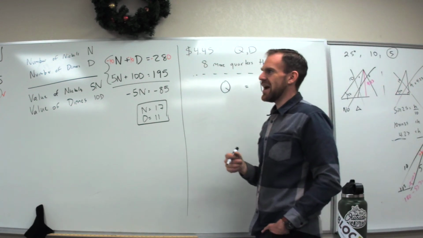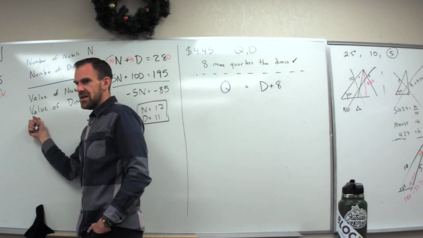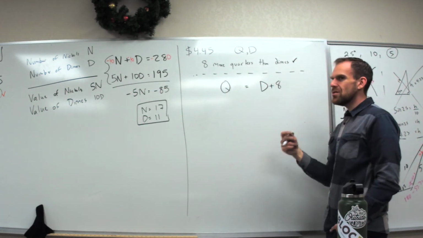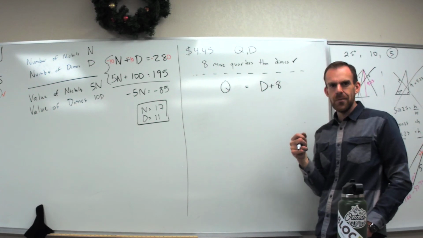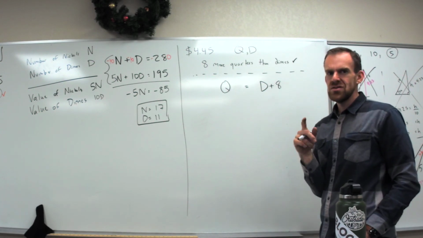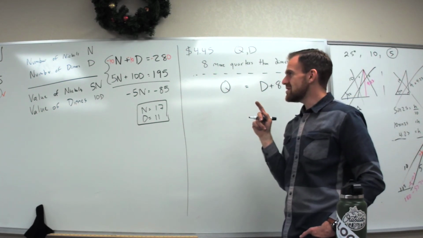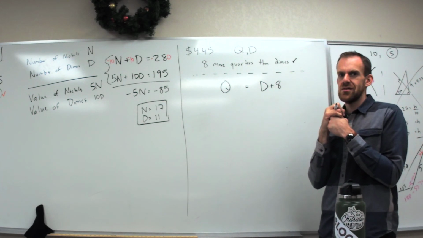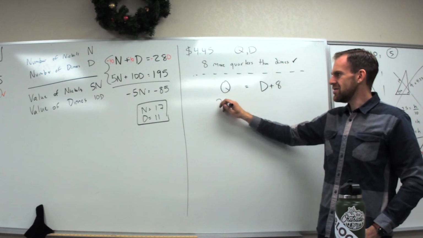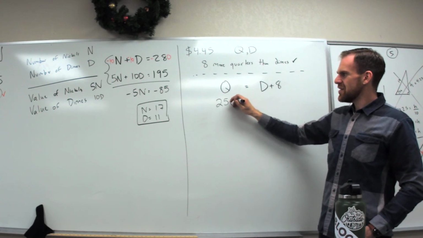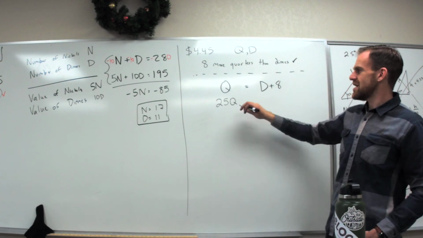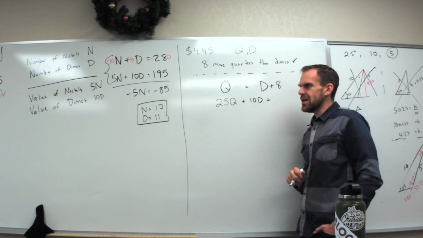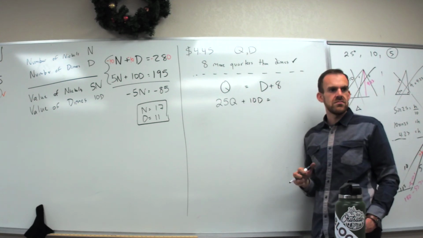The next equation we have is the value equation. How do I find the value? Well, the value of a quarter is what? 25 cents. So, if my number of quarters is Q, what's the value of all of my quarters? 25Q is correct. So if I take the value of all my quarters, and we already said dimes is 10D, what does that equal?